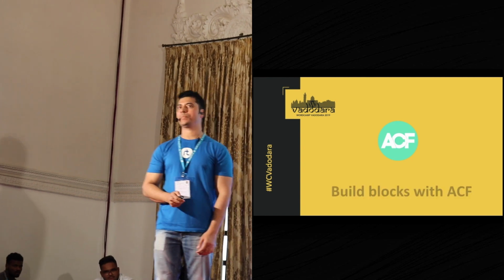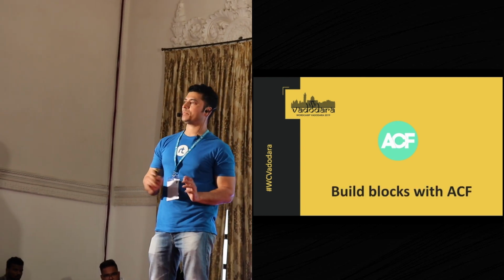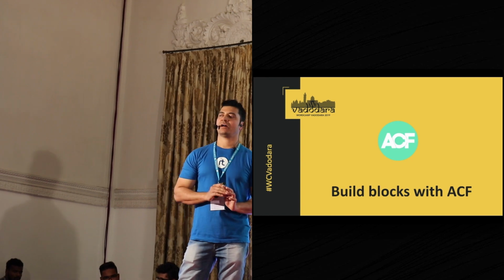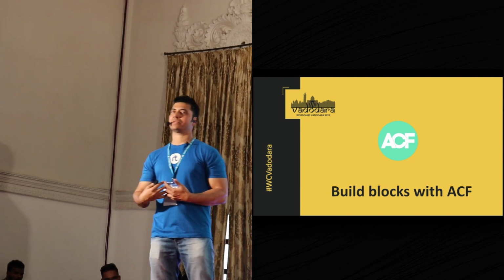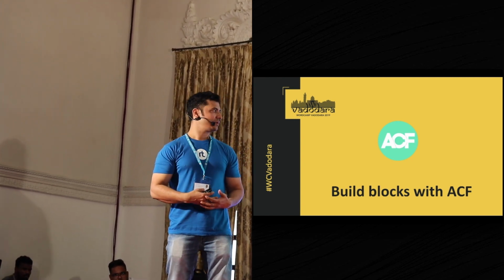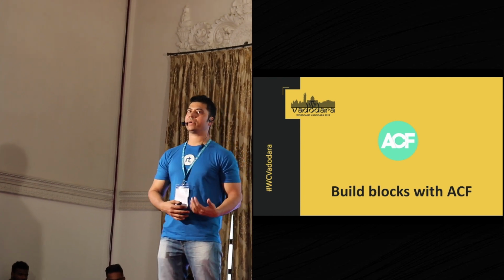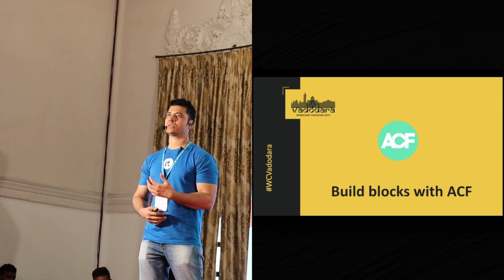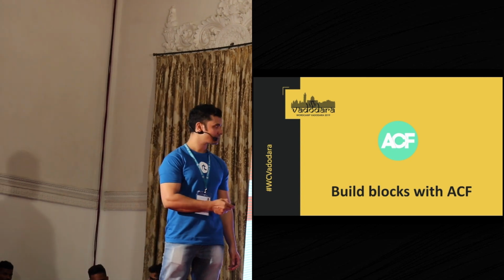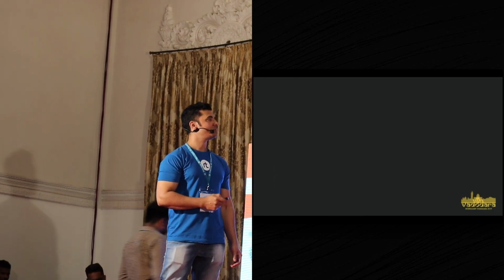Okay, so now let's come to building blocks with ACF. Now we know what Gutenberg is and how it helps us. We got all of that information. Now we're interested in knowing how to build blocks if we had to do it with just PHP. So what are the steps involved?